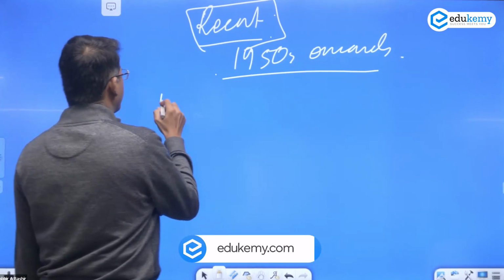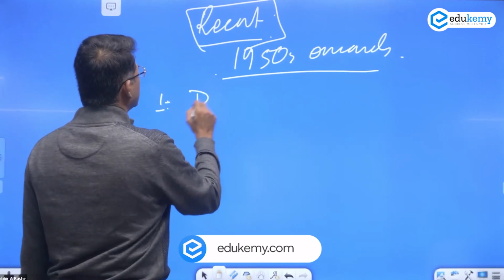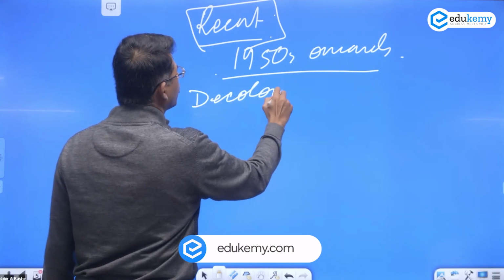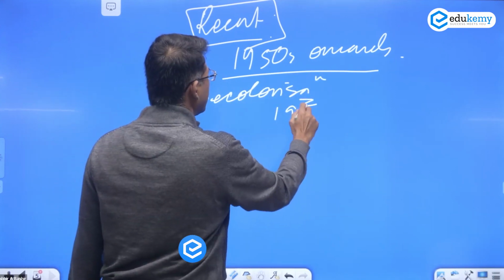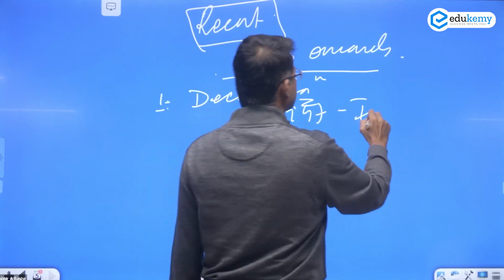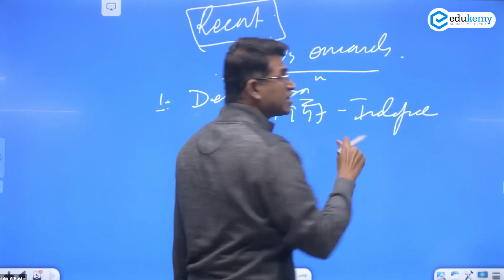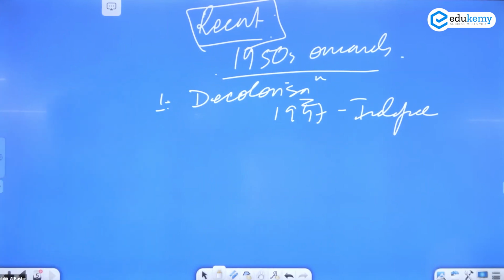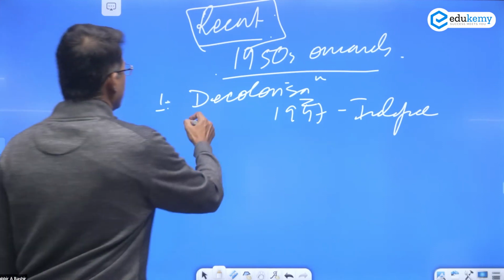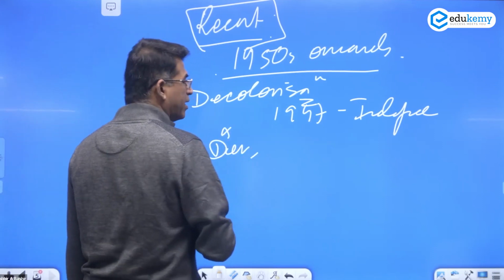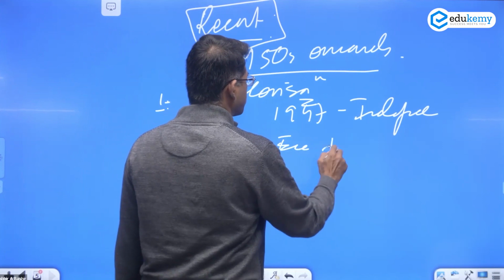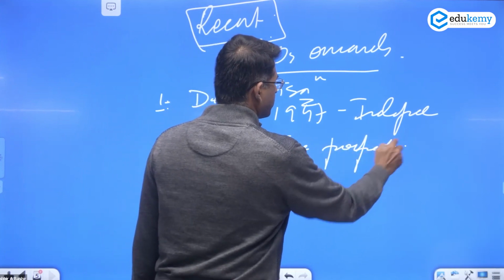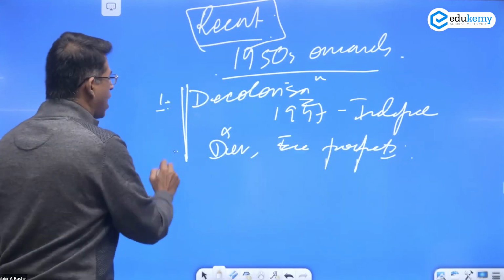One very important event which was happening was the process of decolonization. I think India, or 47 independence of India, this sets the process. So a lot of decolonization across South Asia, Southeast Asia, and Africa. So decolonization and development and economic prospects. Now these start influencing.